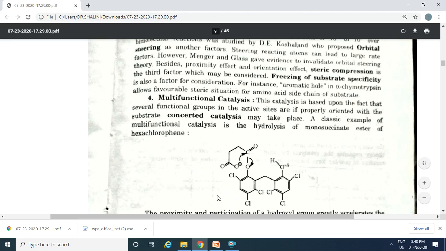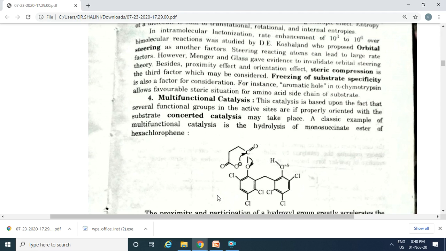Now, multifunctional catalysis. This catalysis is based upon the fact that the several functional groups in the active sites, if properly oriented with the substrate, may take part in concerted catalysis. Concerted catalysis may take place here. Here is a classic example of multifunctional catalysis. It is the hydrolysis of monosuccinate ester of hexachlorophene.